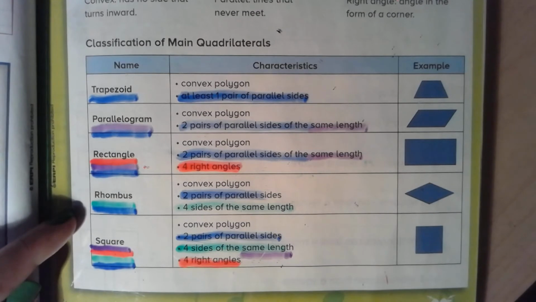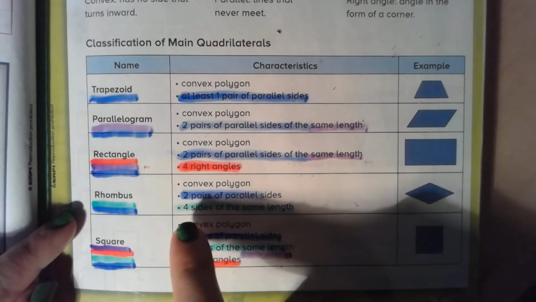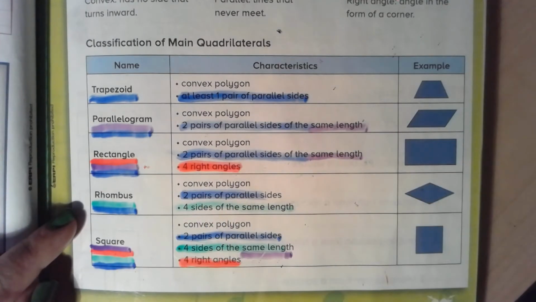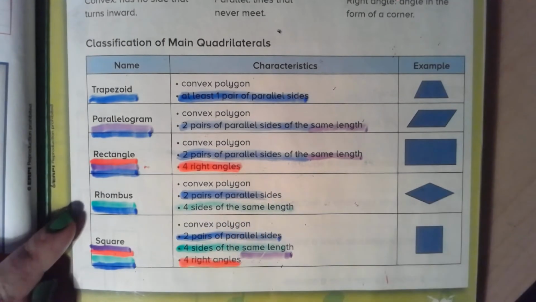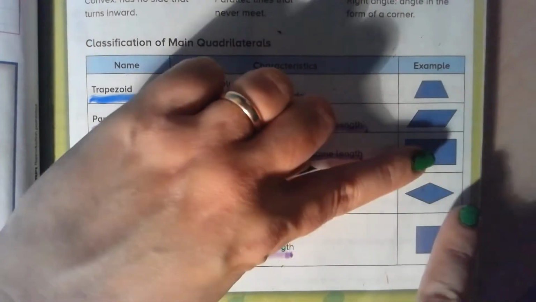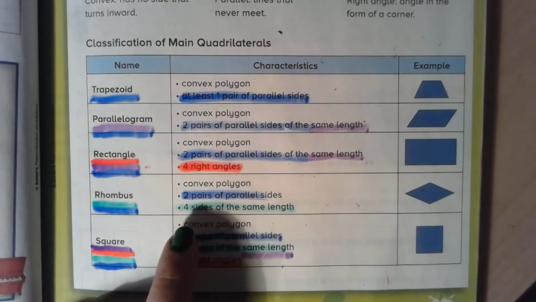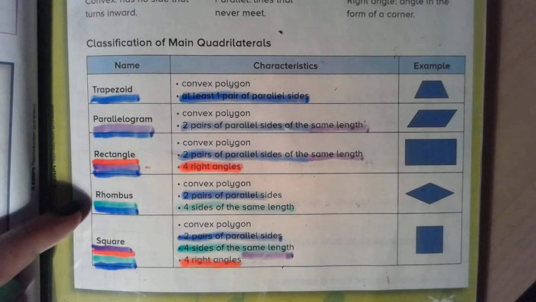Let's look at a rhombus. Now a rhombus has to have, well, obviously a convex polygon, we've talked about that, but it also needs to have 2 pairs of parallel sides. So here our 2 sides are parallel, and this way our 2 sides are parallel. It also needs 4 sides that are all the same length. That's new. We haven't had all 4 sides that had to have the same length. So for rhombus, I added the color green.